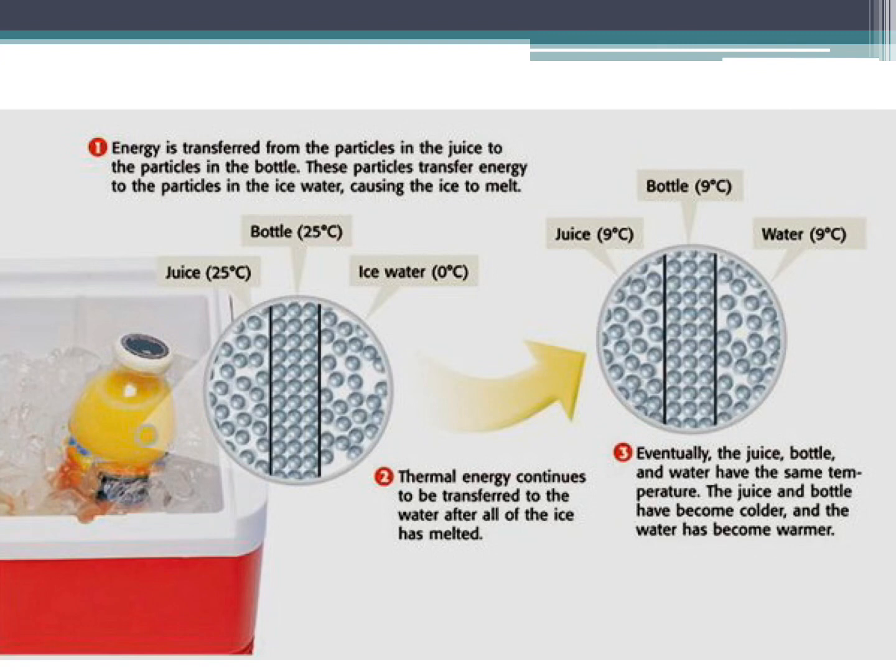So what did happen to them? First, we have the juice and the bottle. The juice became colder and the water became warmer. But all of them have the same temperature, which is 9 degrees Celsius.